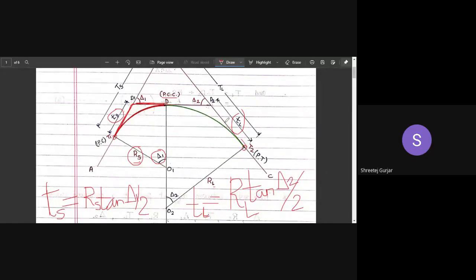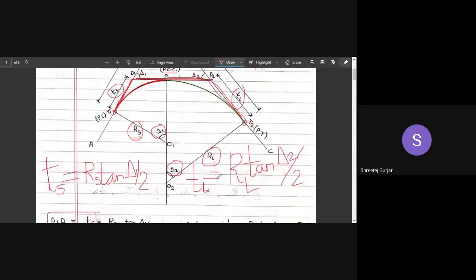So this is the tangent length TL. This is also a tangent, so these two are equal in length. TL is equal to RL, the radius of your longer curve, tan of delta 2 by 2, where delta 2 is the angle subtended. So this you have to remember, very important: TL and TS.